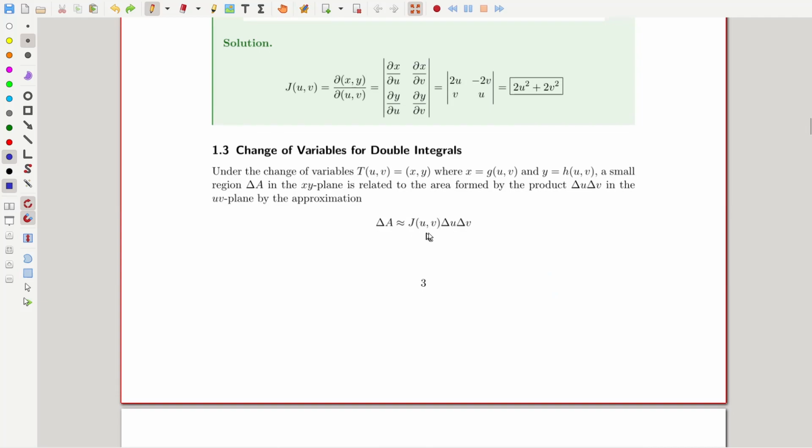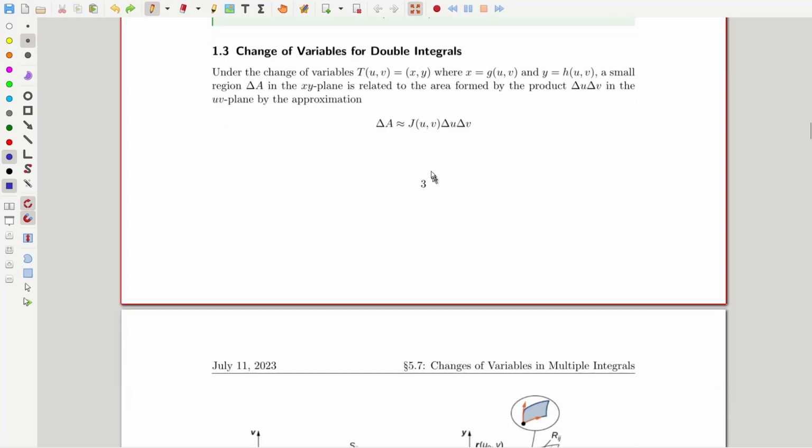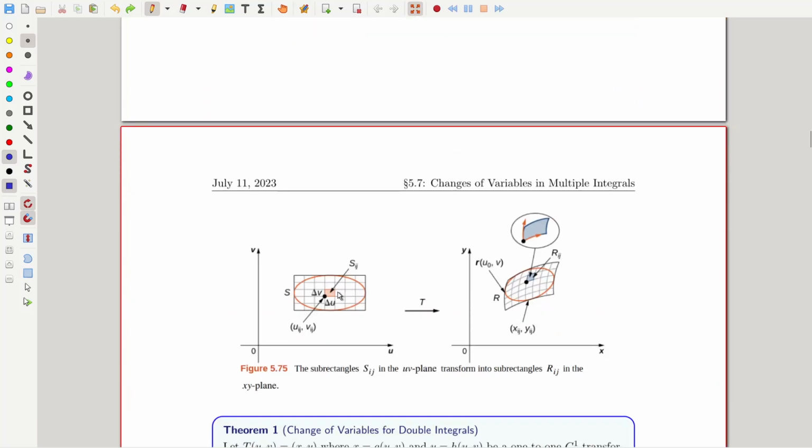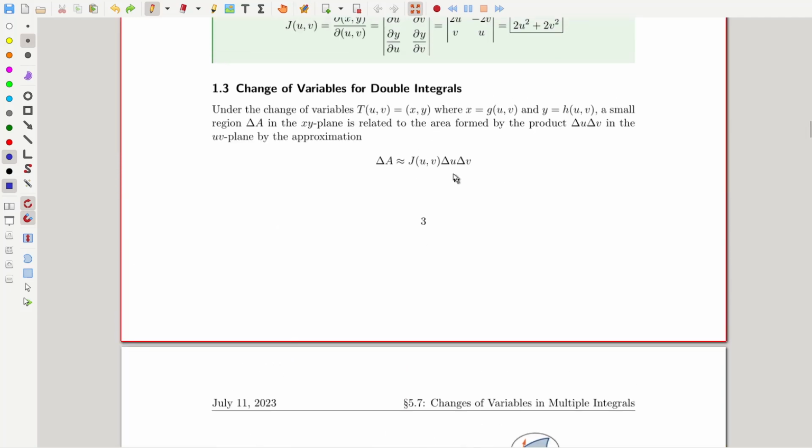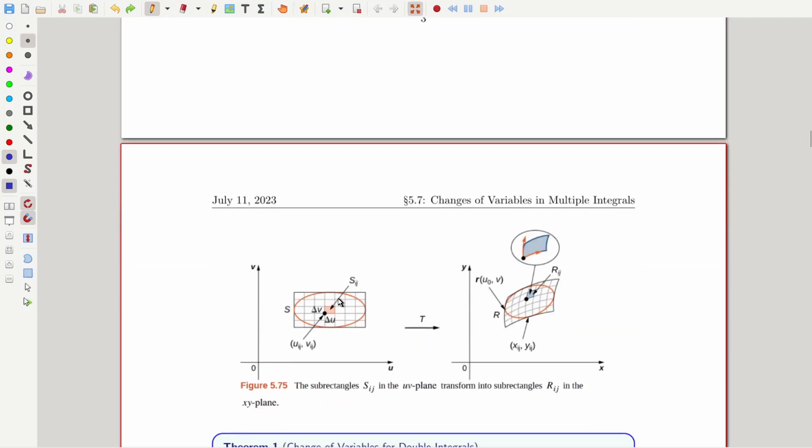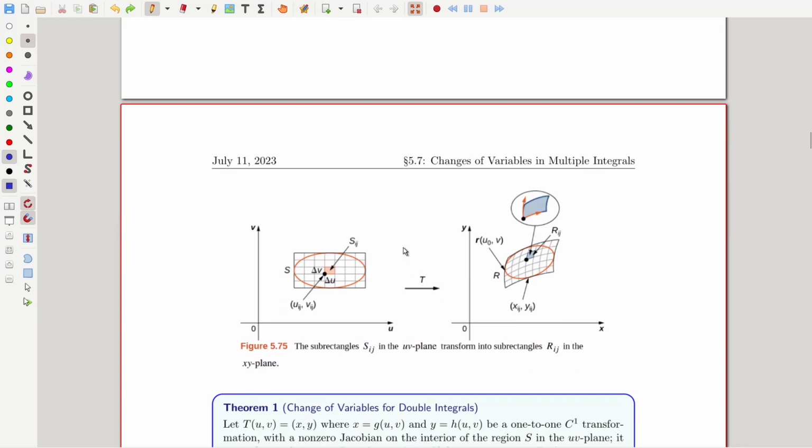This measures how much it's a multiplicative factor for how the area gets scaled up or down when you transform it under T. So, right, you can see that from this. And so that's what the Jacobian measures.